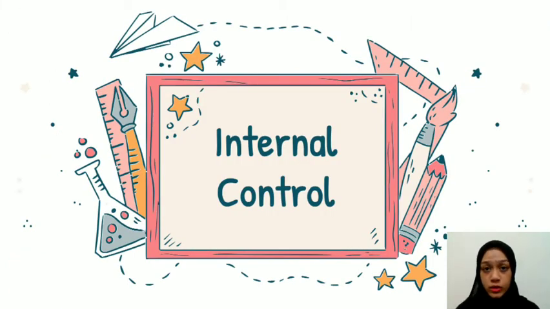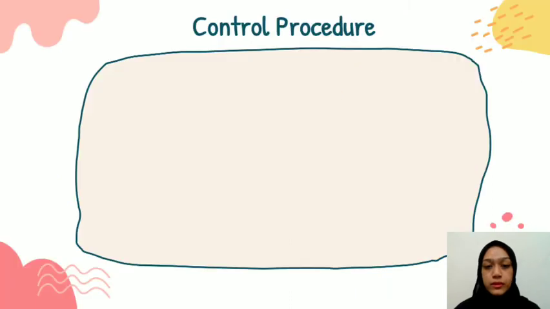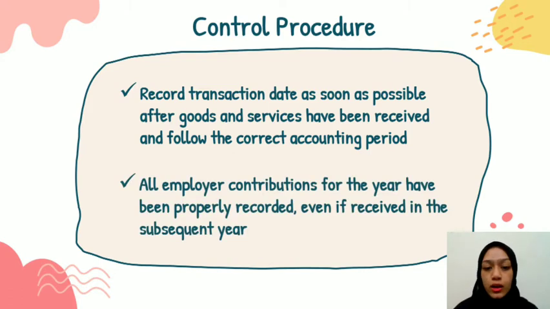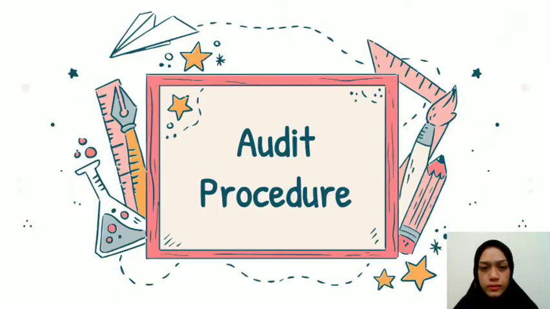Next is internal control. For control procedure, the management has to record the transaction date as soon as possible after goods and services have been received and follow the correct accounting period. And all employer contributions for the year have been properly recorded even if received in the subsequent year. Next is audit procedure.